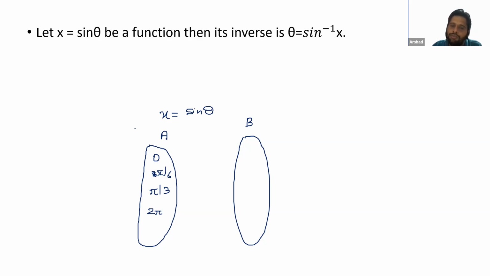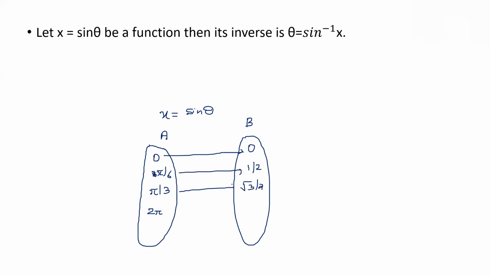Then who can tell me the value of sine 0? 0. Very good. So 0 will be mapped with 0. Pi by 6 means 30. What's the value of sine 30? 1/2. Very good. What's the value of sine pi by 3, sine 60? Root 3 by 2. Very good. What about 2 pi, sine 360? 0. Very good.